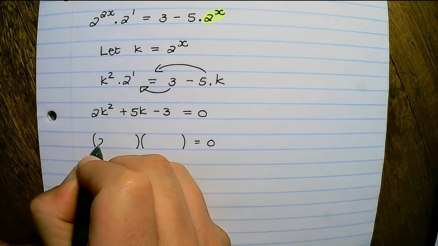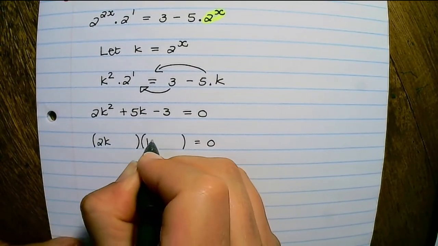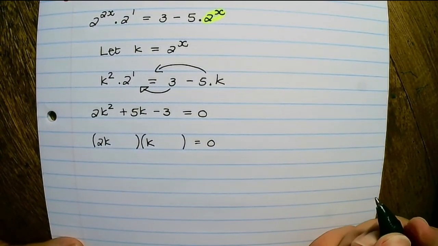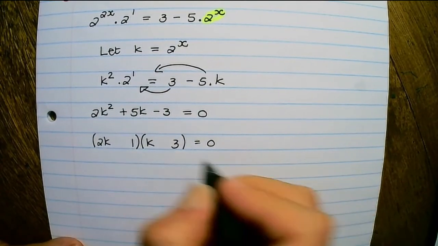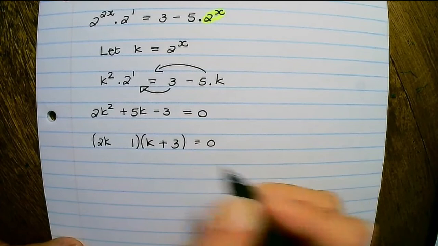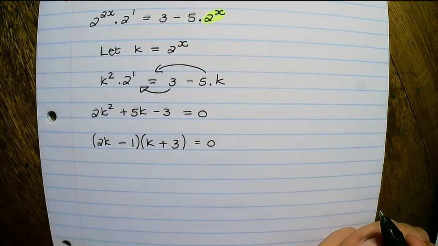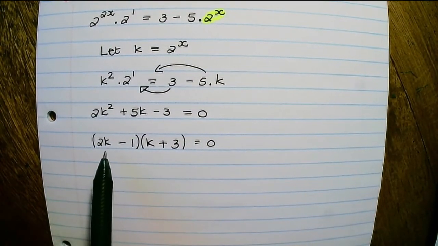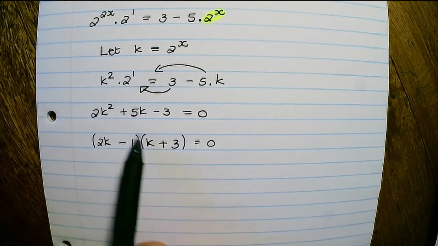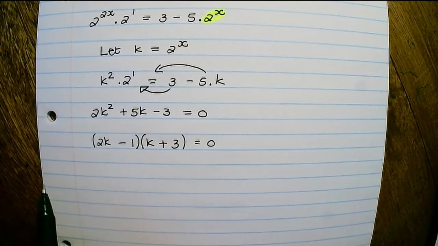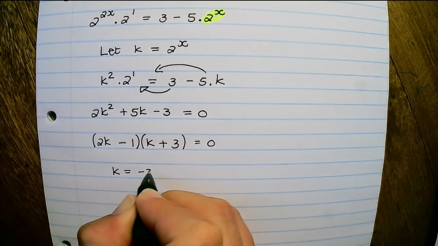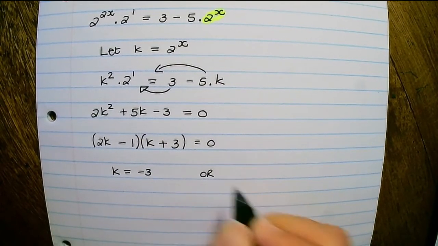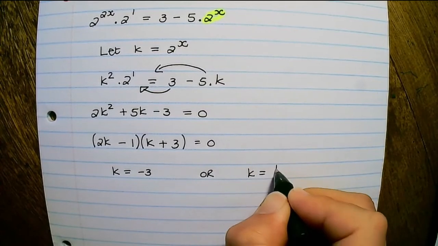So it will be 2k in the first bracket and k in the second, 3 and 1. And it will be k plus 3 and 2k minus 1. In one of our previous videos, we spoke about testing the middle term. Now I can solve for k, so k is equal to negative 3, or k is equal to a half.